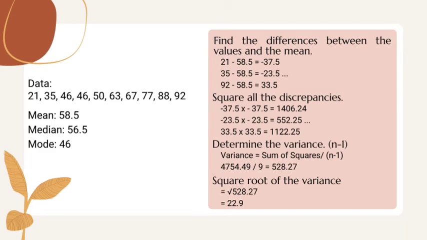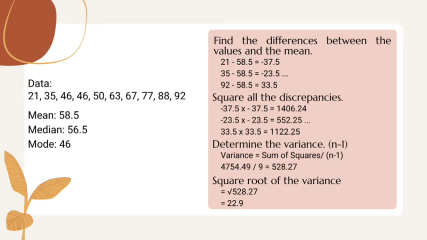Variance is equal to the sum of squares divided by n minus 1. We get this by finding the sum of the squares of the discrepancies, which is 4754.49, then dividing it by n minus 1, where n is the number of our data, which is 10, then minus 1 is equal to 9. So 4754.49 divided by 9 is equal to 528.27.